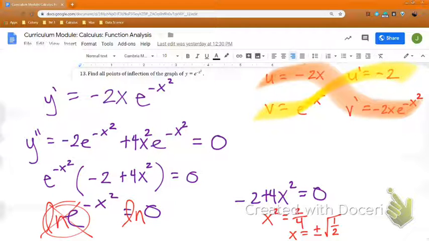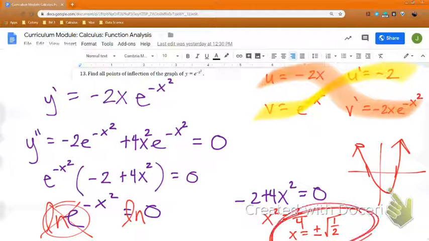My question for you is, does the graph cross through the x-axis at both of those points? And how do you know? Yeah, okay. Do you know what type of equation this is? Negative 2 plus 4x squared. Do you know what it looks like? It's a parabola. So if it has intercepts at plus or minus the square root of 1/2 and it's a parabola, that means it's definitely going to cross through the x-axis because that's what a parabola looks like. So yes, it will cross through the x-axis at both of those points. Therefore, these are our 2 points of inflection. This is our answer down here at the bottom.